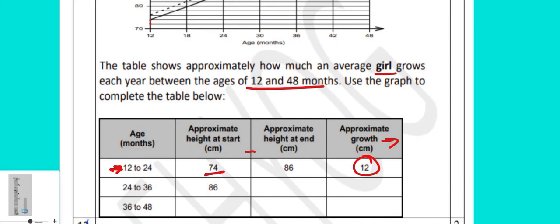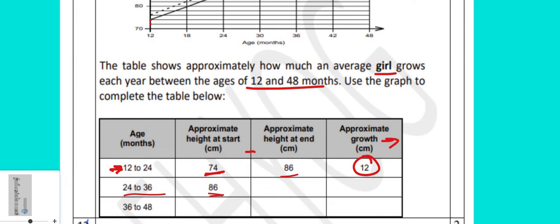So for the first one, our example was given. Now the second one is 24 to 36 months. Here, the approximate height at the end becomes the next approximate height at the start. So as 86 was the height at the end, it starts here.